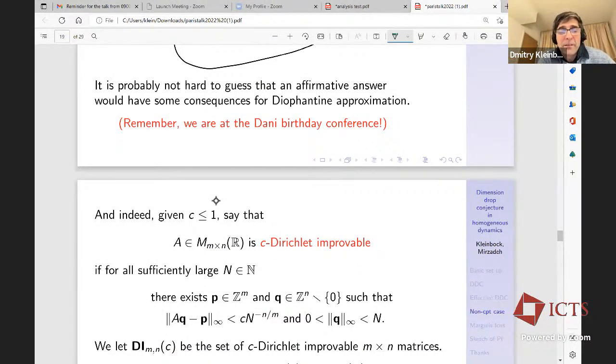You say that A, which is a system of linear forms, is c-Dirichlet improvable for some fixed c, if you have this variation of Dirichlet's theorem, where instead of N to the power minus n over m, you put a little c here. And for all sufficiently large N, you are required to have solutions. Okay, and DI_{m,n}(c) will be the set of c-Dirichlet improvable matrices.